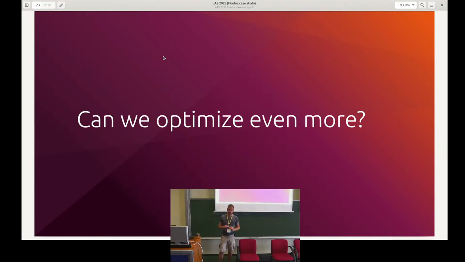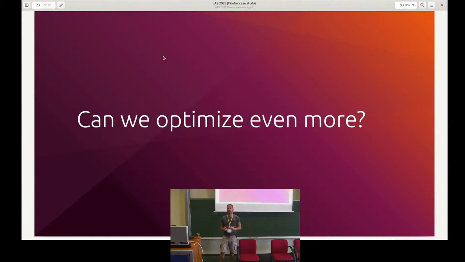But how can we optimize for all the other distributions? We have 40 plus supported distributions. We want all of them to enjoy the benefits. You can't ask people to switch distro. What we can do is make things even better. How do we do that? Replace AppArmor with SELinux. But we saw that the security confinement doesn't make a difference.